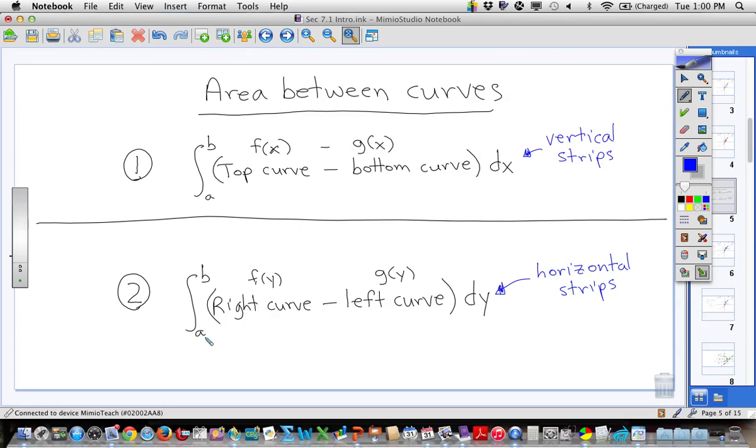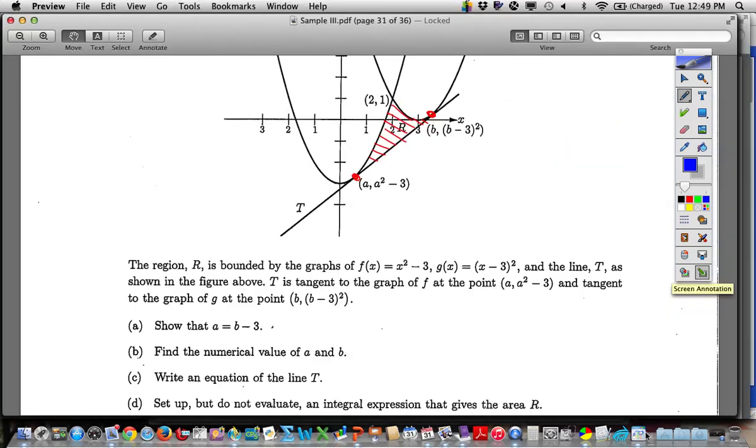Okay? So we either do top minus bottom if it's vertical strips, or we do right minus left if it's horizontal strips. Now this is going to come into play in some other stuff we do also. So this concept of top minus bottom, right minus left, vertical, horizontal strips can be very important. All right, let's go back to this problem in sample 3.